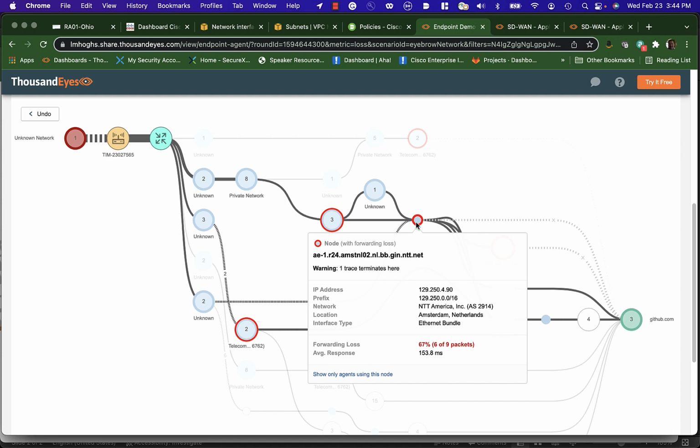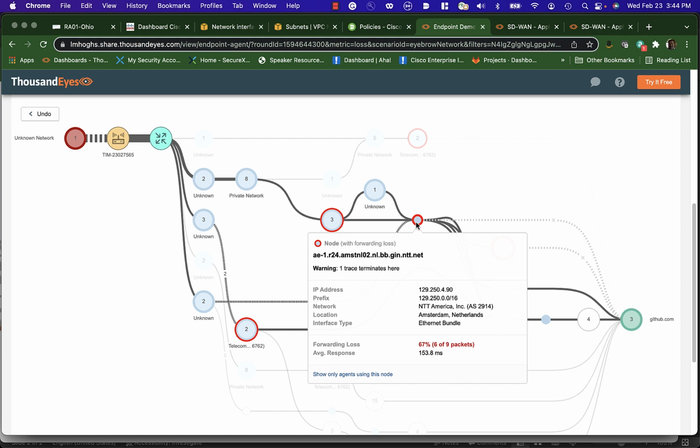What's happening here? Well, you notice the forwarding loss here is 67%. We've got a problem. The network is NTT America, happening in Amsterdam. And look how quickly we're able to get to a problem identification, where the issue is, right?